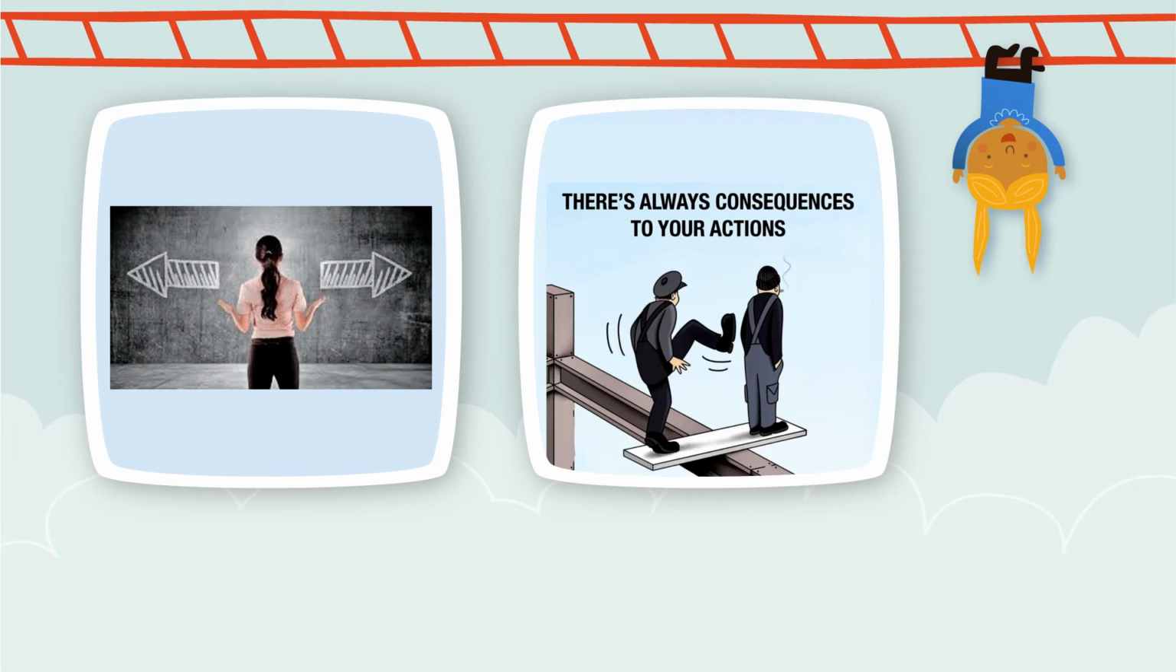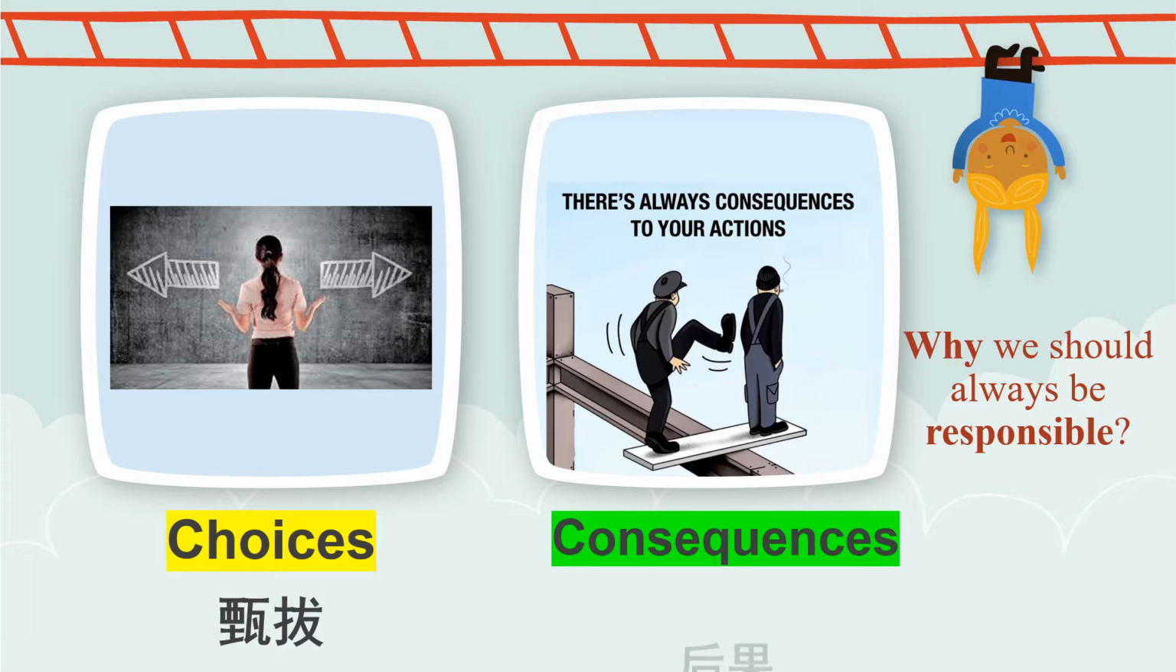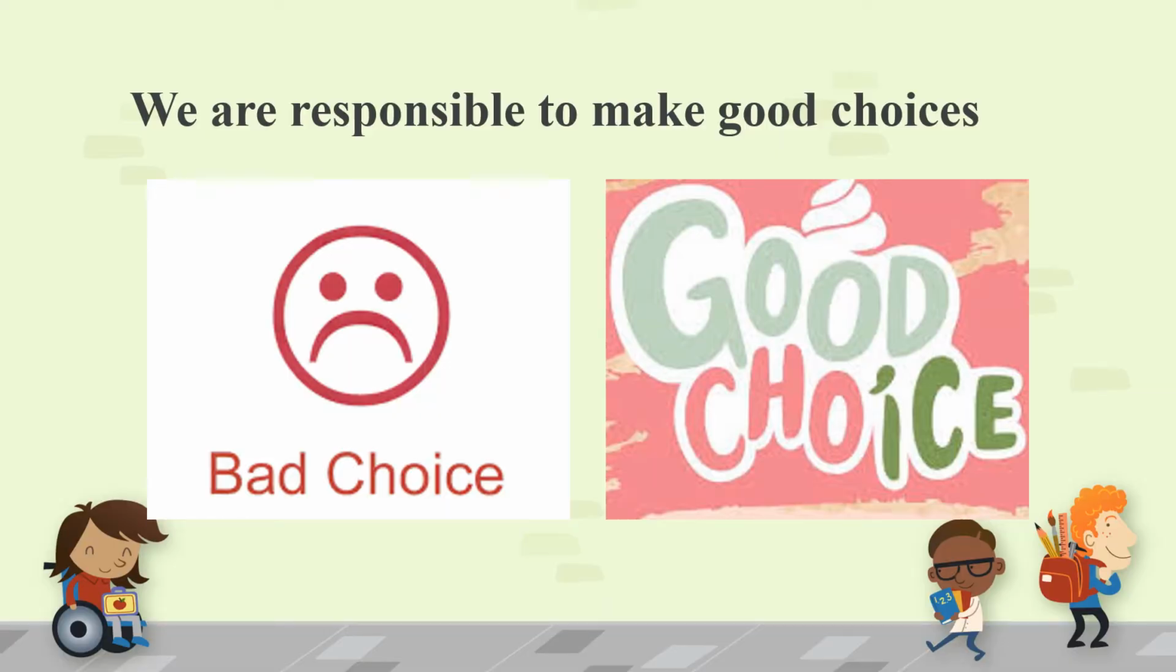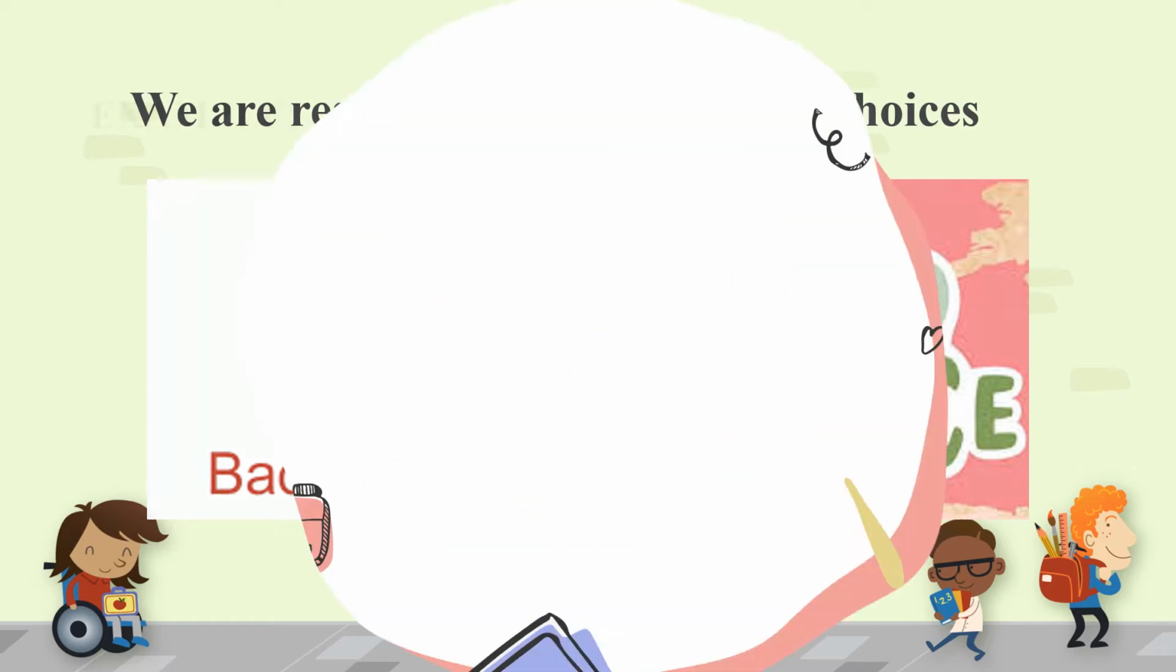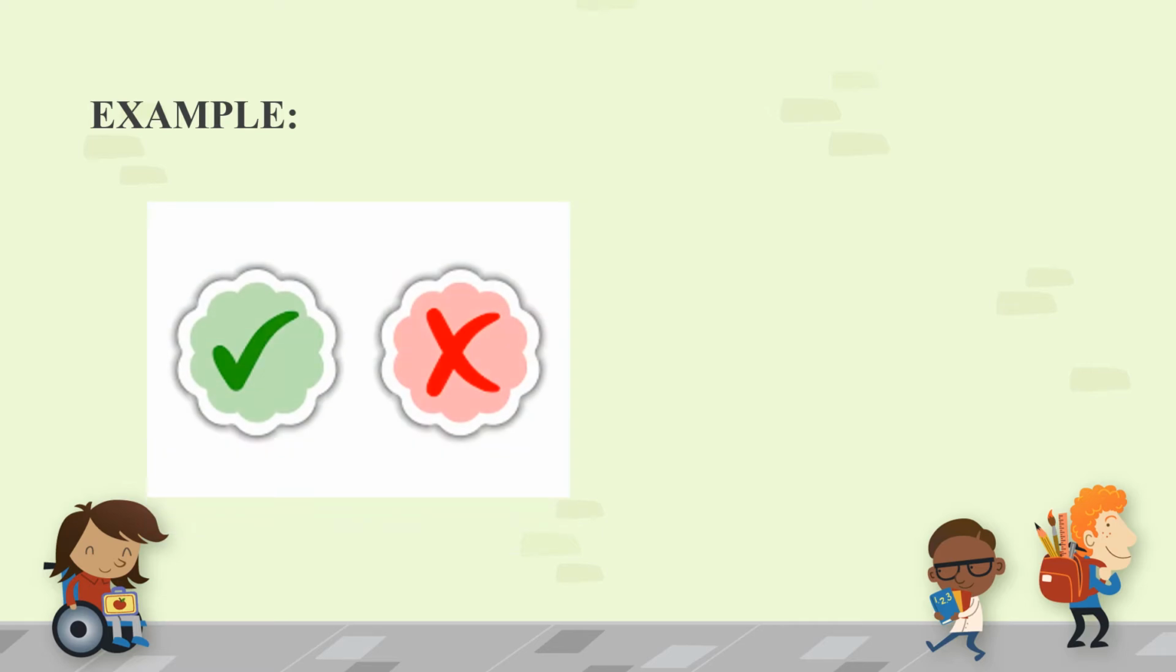Okay, so why must we always be responsible? Because we have choices in life. These are choices, and there's always consequences to our choices. Whatever we choose, whether it's a good one or a bad choice, will always result in consequences. Good choice will result in good consequences, and bad choice results in bad consequences. Okay, next one. For example, let me show you the good choice and bad choice.